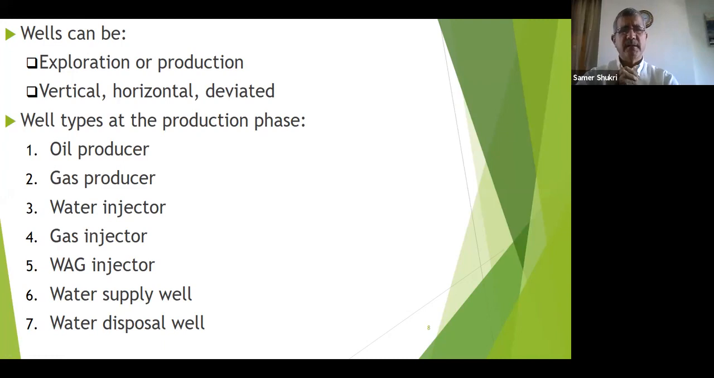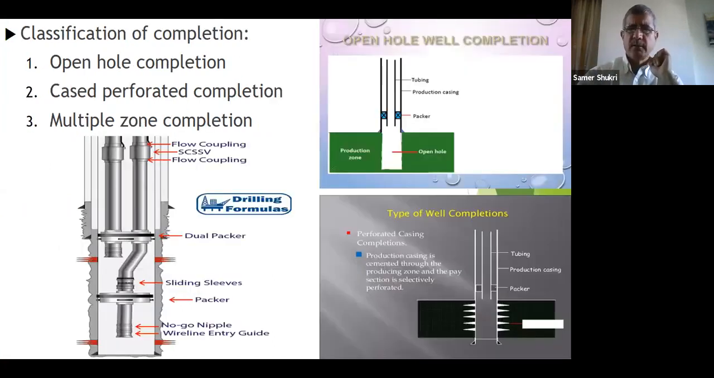Well types at the production phase. We have oil producer, gas producer, water injector, gas injector, and WAG, water alternating gas injector also. We inject water for some time, for 1 month, then inject gas for 1 month, and so on. Water supply well and water disposal well. You see them here.